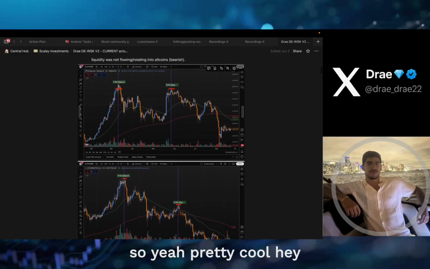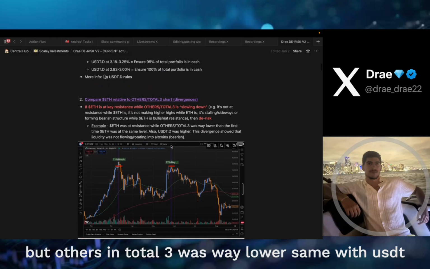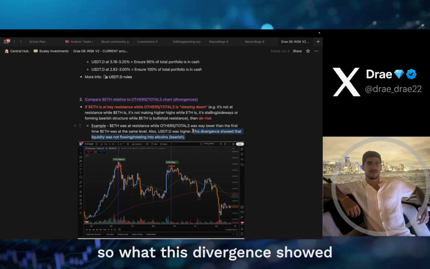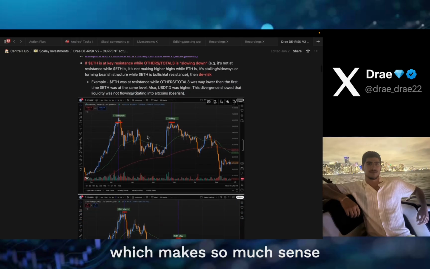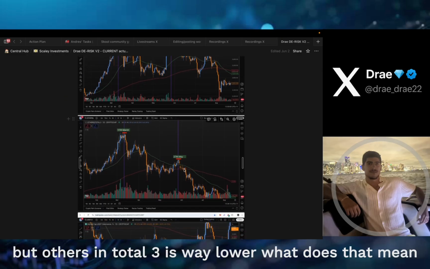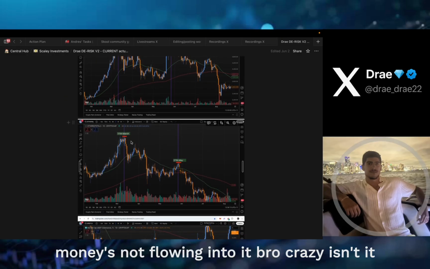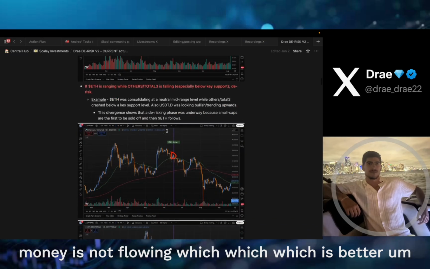So yeah, pretty cool. Hey, like ETH same level, but others in total 3 was way lower. Same with USDT. So what this divergence showed was that liquidity was not flowing and rotating to altcoins, which makes so much sense because if Ethereum's at the same price, but others in total 3 is way lower, what does that mean? Money's not flowing into it, bro. Crazy, isn't it? Money's not flowing, which is bearish.